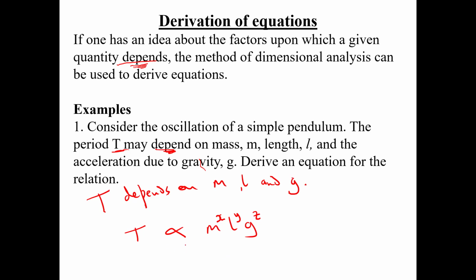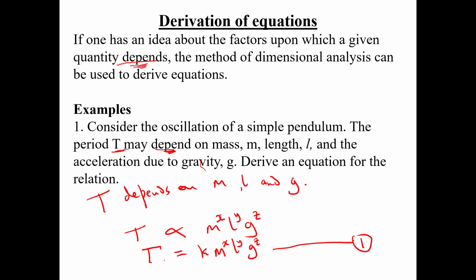And then afterwards, you remove the proportionality symbol by putting an equation: T is equal to a constant k, m power x, L power y, and then g power z. And this is our equation. That is the equation that we are looking for. So what we need to find out is the value of x, y, and z. The knowledge of dimensional analysis may not enable us to find the value of the constant k, so we shall simply leave that in our equation.